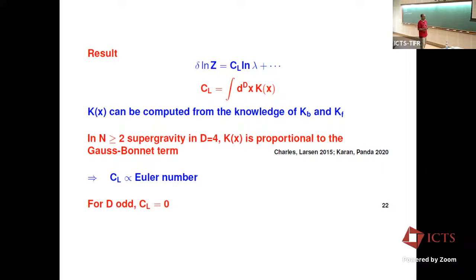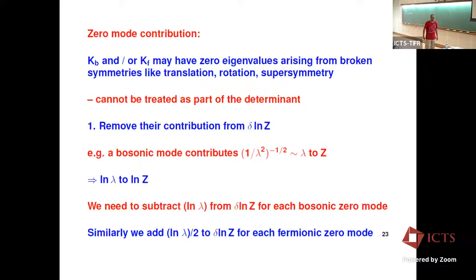If this had not been the case, then you would have to integrate a complicated object over the whole Euclidean black hole spacetime. And for odd d, CL is just 0, so this doesn't contribute. So this is part of the log correction from the gravitational path integral. But there is one more part, and that's the zero mode contribution.